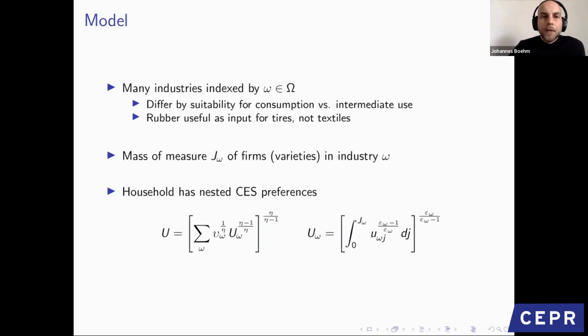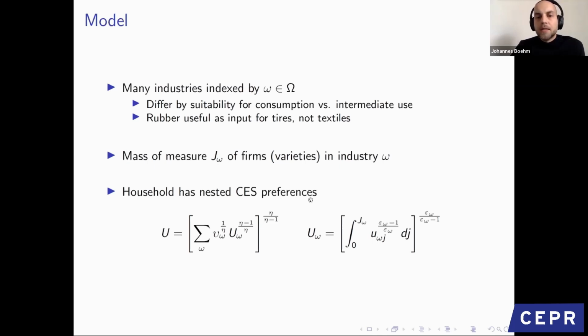So we're going to have many industries indexed by omega. So think of these as 5-digit goods, okay? And they differ in the suitability for consumption versus intermediate input use. So rubber may be useful as an input for tires, but not for textiles. There's going to be an exogenous mass of firms in each industry, okay? And each of them is going to produce one variety.